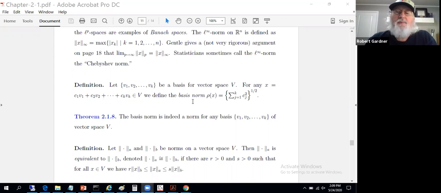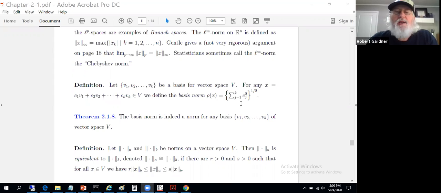So we're defining something called a basis norm, rho of x, to be the square root of the sum from 1 to k of these C sub j's squared. If we use the standard basis vectors, we're getting the standard Euclidean norm behavior here. But this is defined in terms of any basis of a vector space, a subspace of Rn in our setting.